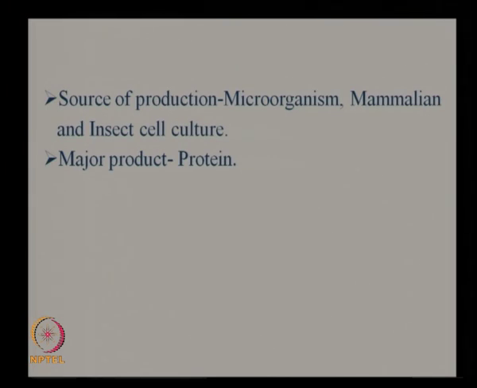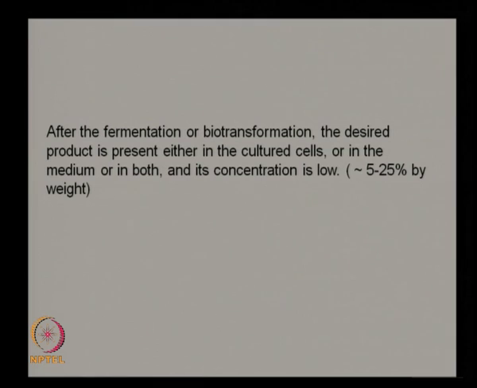So downstream can be used once you ferment a particular material using a microorganism or a mammalian or insect cell culture, and the major product is protein, but nowadays even bulk chemicals are being manufactured using biological approaches, because the techniques have become so cheap that they are becoming very competitive when you compare them with chemical manufacturing itself. Okay. So what happens after the fermentation or biotransformation?